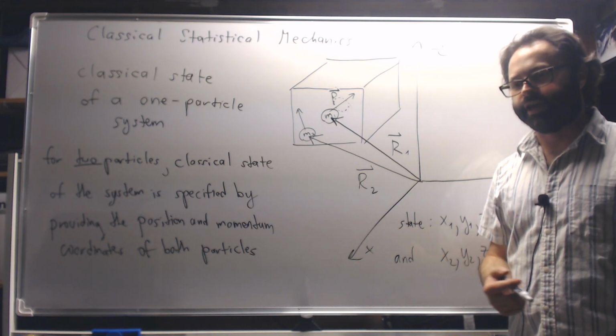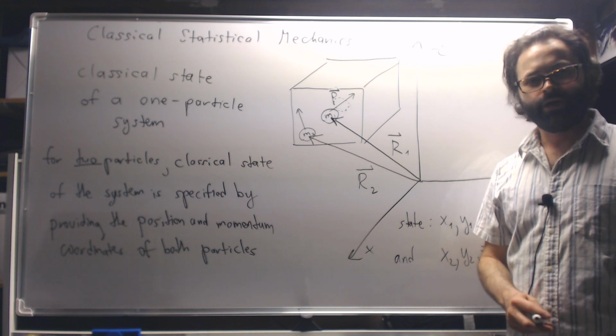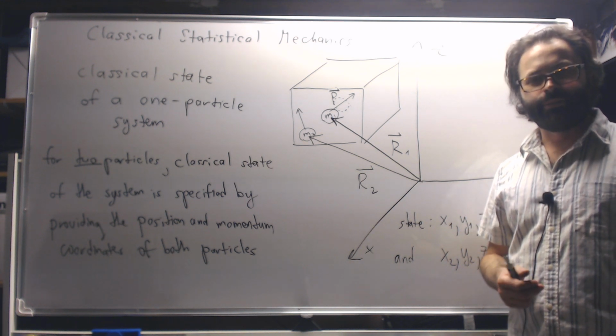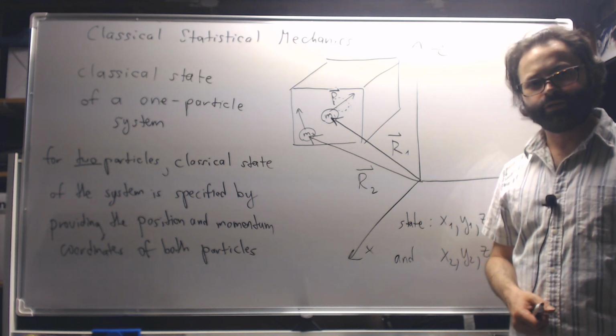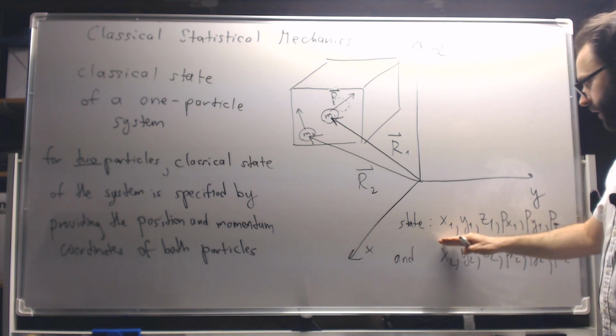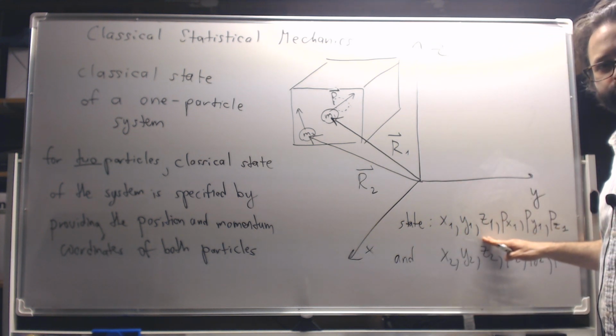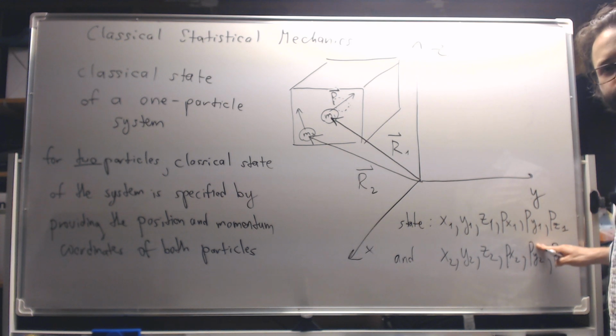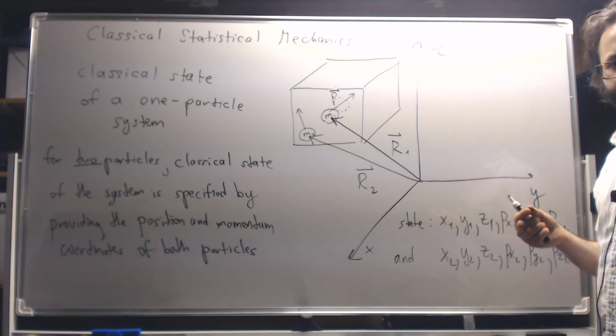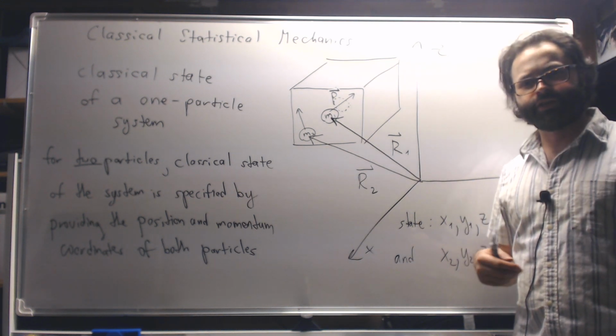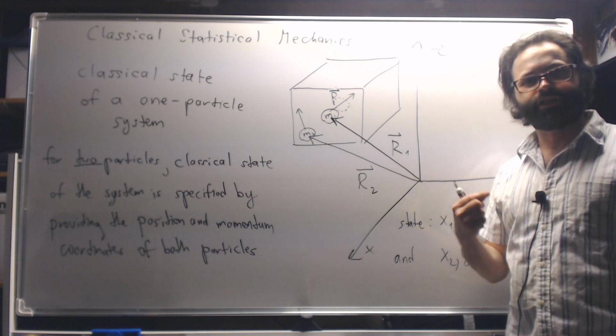In our class, n has been of order 10 to the 23rd. The classical mechanical state of a many-body system with n particles is provided by stating where each particle is and what its momentum vector is at some point in time. And of course, the implication of that is that as time goes on, the state of the system changes.